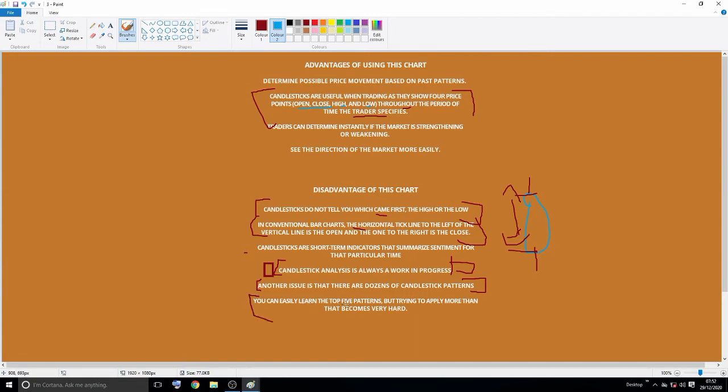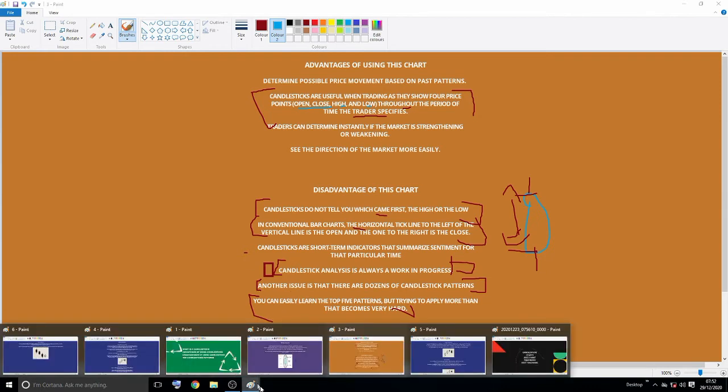You can easily learn the top 5 patterns, but trying to apply more than that becomes very hard. If you try to learn more than the top 5, you'll have a problem, because there are too many candlestick patterns. So I'm sure by now you have a clear idea of what a candlestick is, and whether they are good or bad. So let's continue to the next slide.